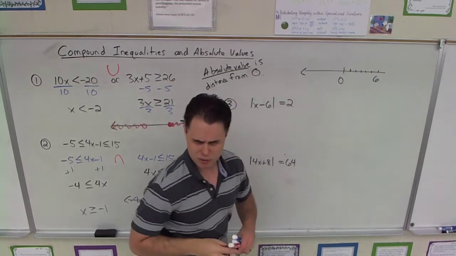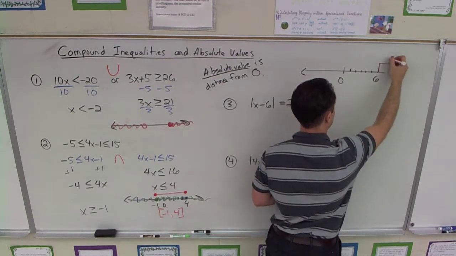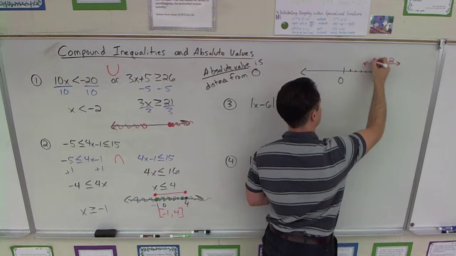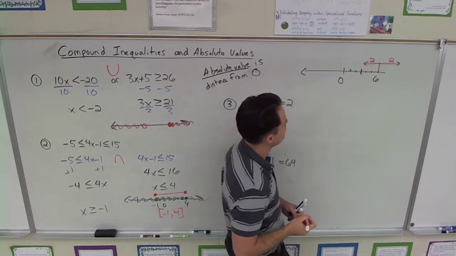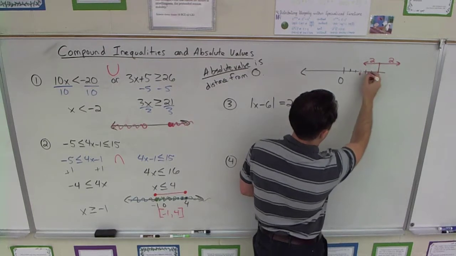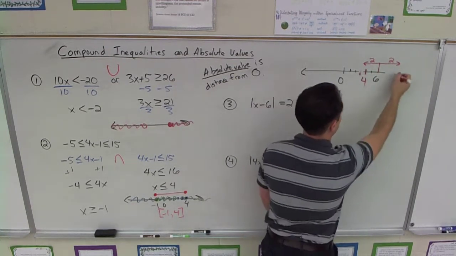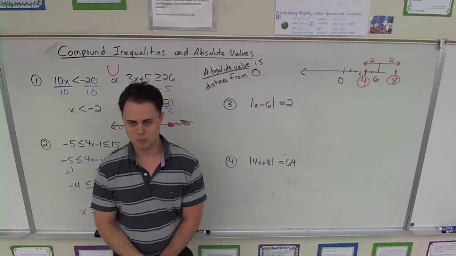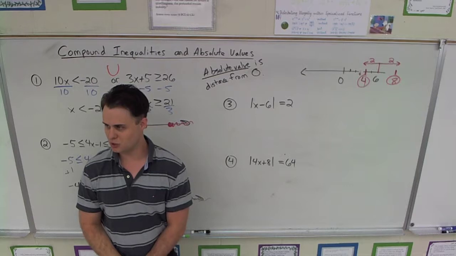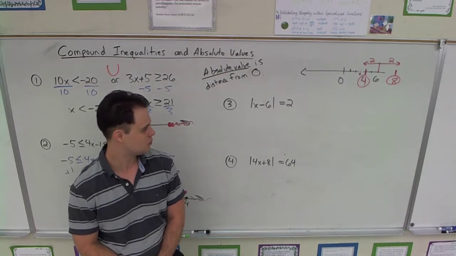How far away do I need to go from 6? 2. So you go like, and you can clearly see that one of your x's is 4, and the other one is 8. There's the answer to this problem. x1 is 4, x2 is 8. There's 2 solutions here, so you have 2 solutions to something like this.